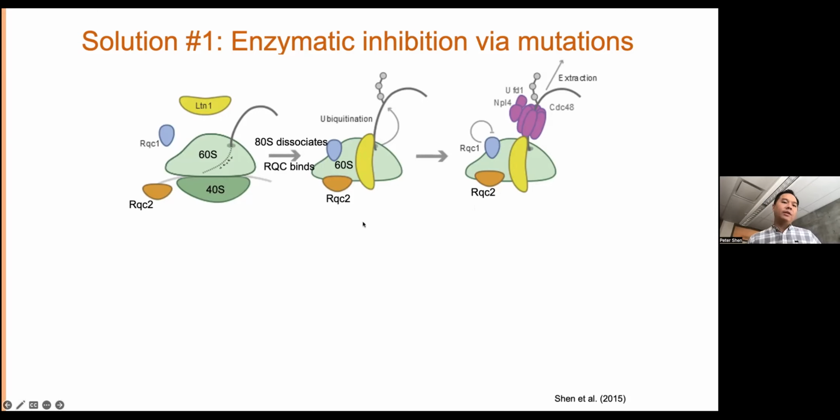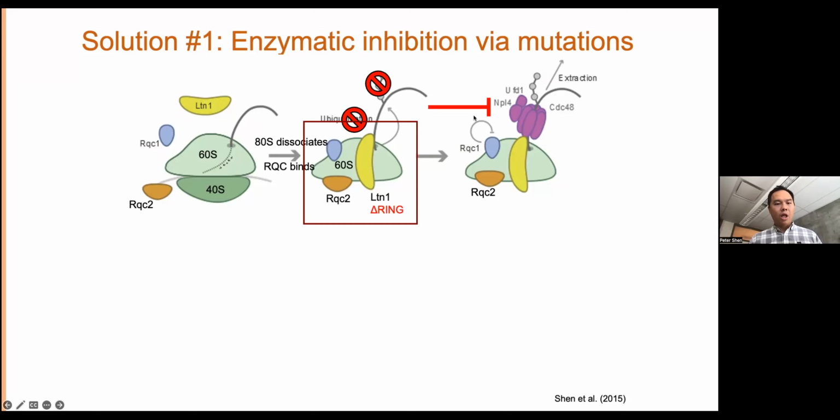The job of this ribosome complex that we're interested in is to remove these faulty products of translation. There are multiple proteins that come on, and this pathway culminates in the recruitment of the CDC48 segregase, which pulls out a ubiquitinated substrate directly out of the ribosome. And so we asked if we could essentially trap this complex in an intermediate state, and that we could do so by blocking the recruitment of CDC48.